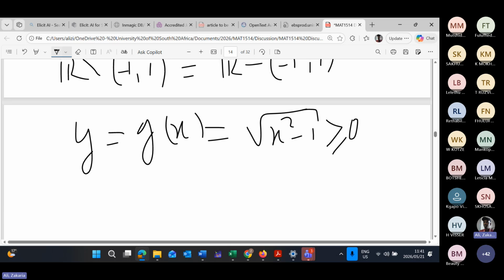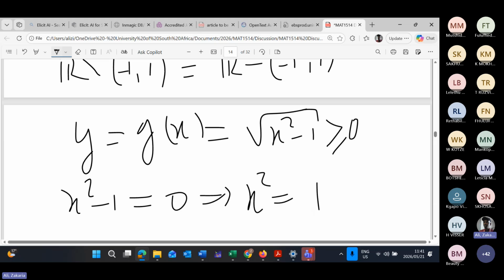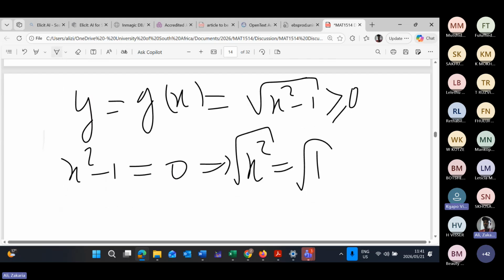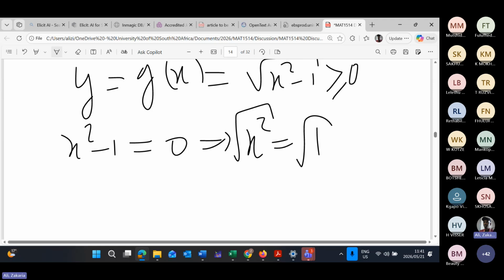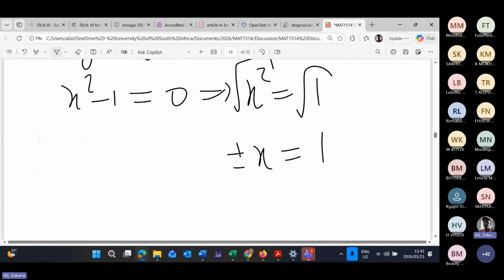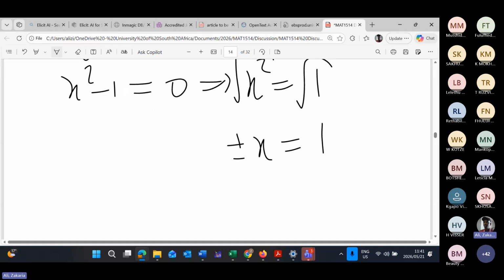To solve this problem, we take x squared minus 1 equal to 0. So x squared equals 1, then you can take the square root on both sides. Here is where you're allowed to take the square root. You write it as plus or minus x on the left-hand side, equal to 1, because the square root of 1 is 1. 1 is already positive. The left-hand side, we don't know, so we write it as plus or minus. Then we transpose the plus or minus to the right-hand side, and we write x equal to plus or minus 1.